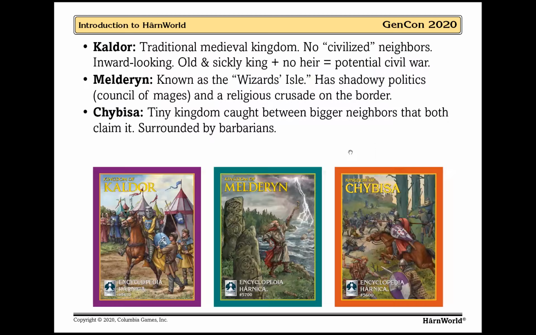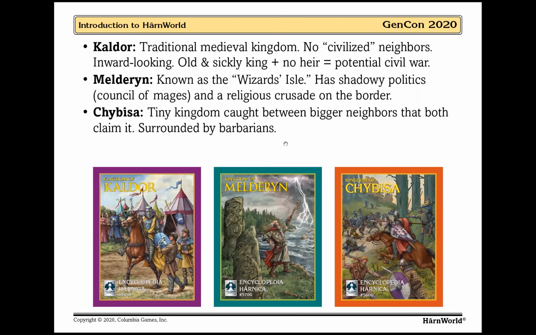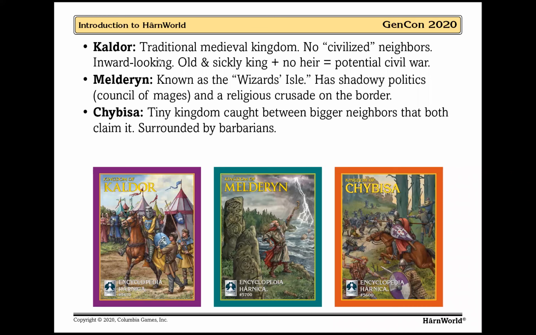So over in the east, we have Kaldor, Chibissa, and Meldurin. These three kingdoms are among the older ones on the island of Harn. And Kaldor was designed as kind of your traditional medieval kingdom. It's got no civilized neighbors, as you can see here. It has no borders with anyone else directly. So the game creators designed that as an inward-focused part of the setting.